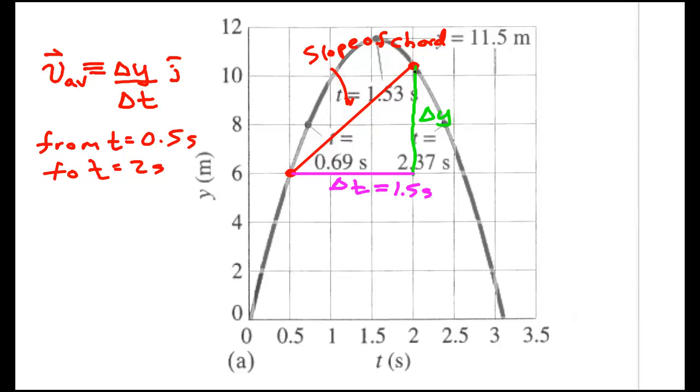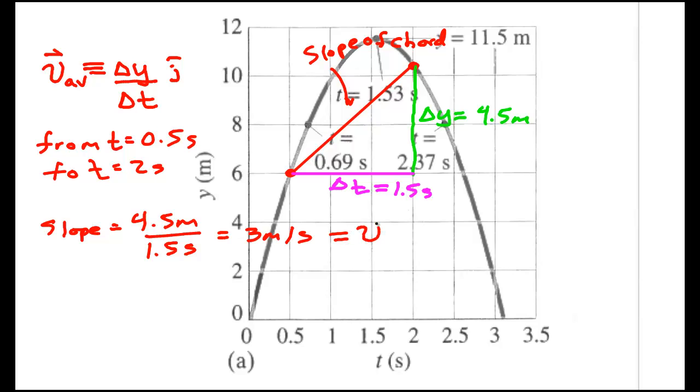The change in y, this looks to be about 10.5. This looks to be about 6. So that looks to be about 4.5 meters. So our slope is 4.5 meters over 1.5 seconds is 3 meters per second, and that's the average. So to find the average velocity given a position time graph, plot the 2 points and find the slope of the chord between those 2 points.